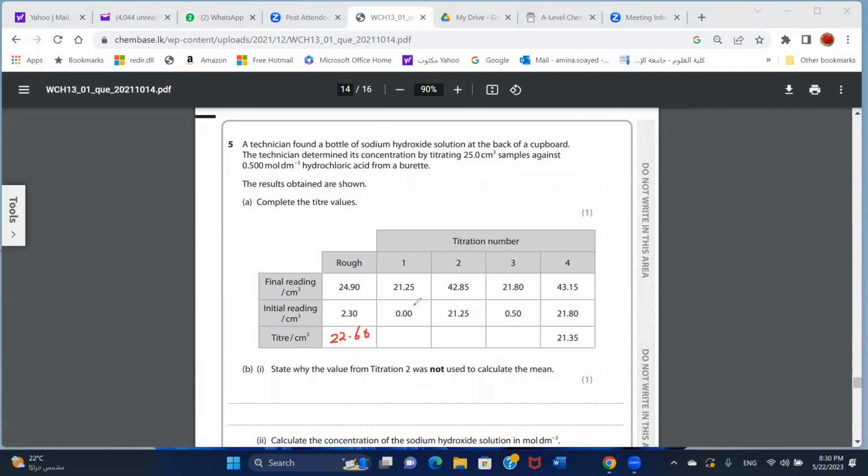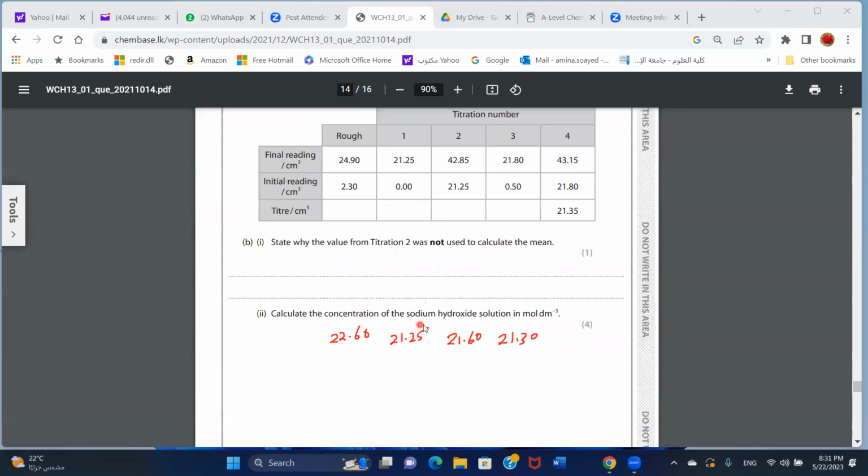The next one is 21.25. Yes. It's the same. And then it's 21.6. And then 21.3. Yes, excellent. State why the value from titration 2 was not used to calculate the mean. Because it was not concordant. Yes, excellent. It is not concordant with the others. So we exclude it. Calculate the concentration of sodium hydroxide solution in mol/dm³.